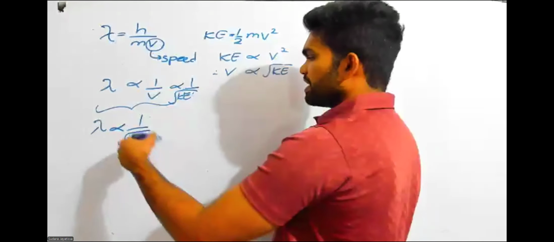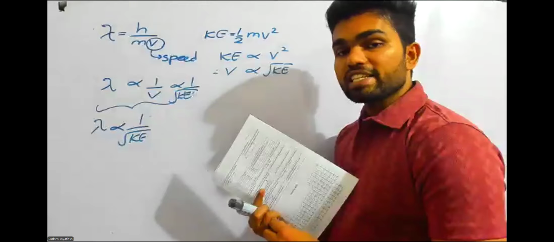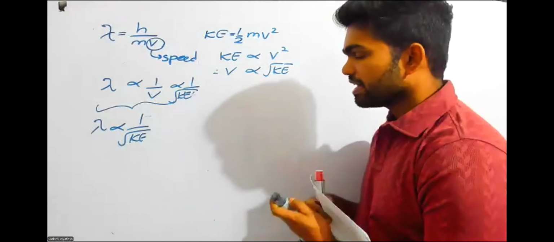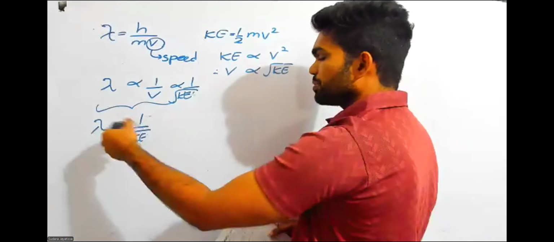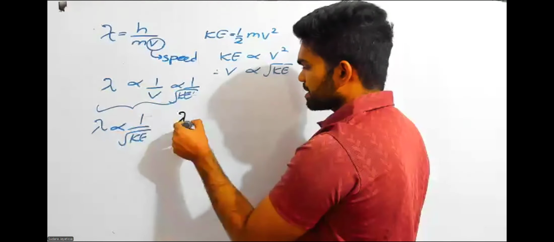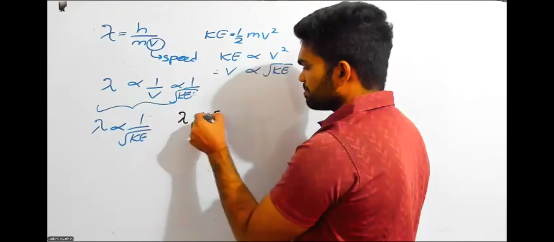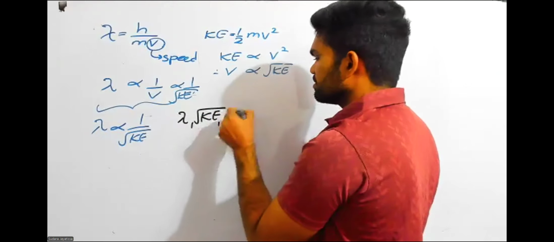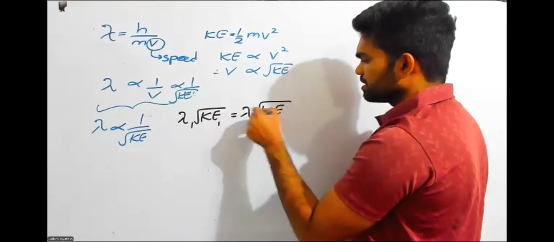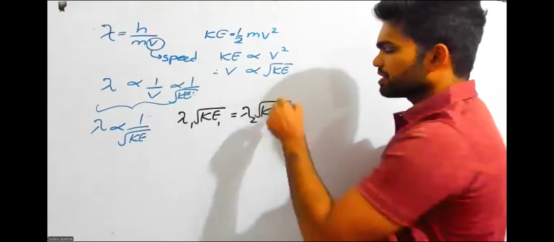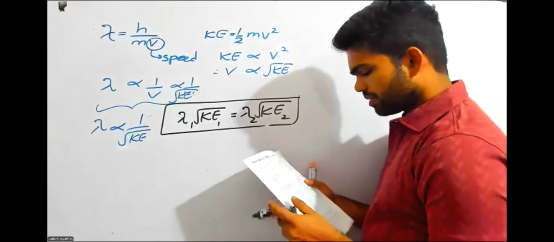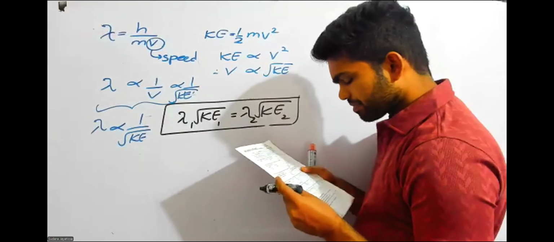According to the theories we learned in gases, about direct and inverse proportionality, if they are inversely proportional like this, we know their product is a constant. That means lambda 1 times KE root 1 is equal to lambda 2 times KE root 2. Understood? So this formula we can finally derive. Now let's apply and see.